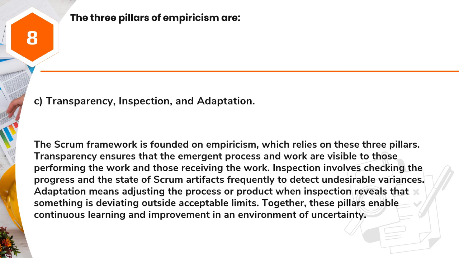Answer: C. Transparency, inspection, and adaptation. The Scrum framework is founded on empiricism, which relies on these 3 pillars. Transparency ensures that the emergent process and work are visible to those performing the work and those receiving the work. Inspection involves checking the progress and the state of Scrum artifacts frequently to detect undesirable variances.